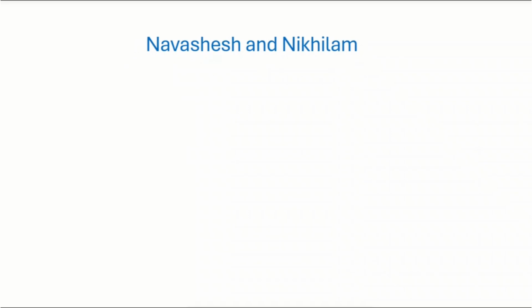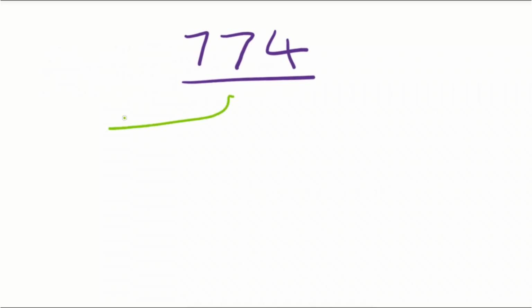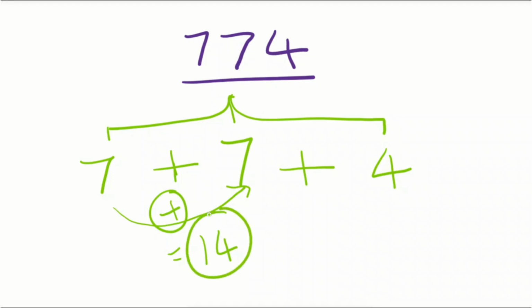That means I'll take a number and we'll find its Navashesh and Nikhilam as well. Starting off with our first example, we have 774. We have to find the Navashesh and Nikhilam of 774. Starting with the Navashesh, let us first identify the digits present, that is 7, 7, and 4. Now we will simply add them together. 7 plus 7 gives us 14. This arrow basically is adding it. And 14 plus 4 gives us 18.